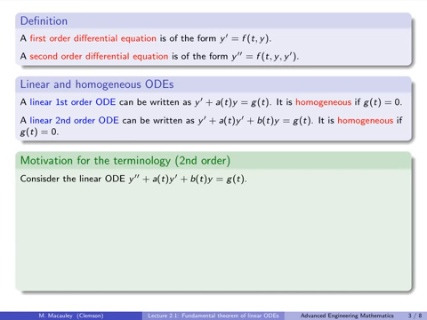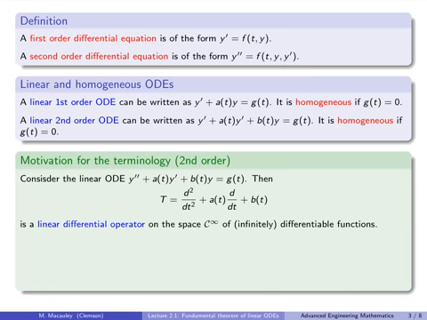But first, I want to show you the same thing, but for second order ODEs. So consider a linear ODE at second order: y double prime plus a of t y prime plus b of t y equals g of t. Then this operator, let's call it capital T again, is d squared dt squared plus a of t times d dt plus b of t. That is a linear differential operator, again on the space of smooth functions. It doesn't really matter if we consider real valued or complex valued; that's why I didn't specify it.